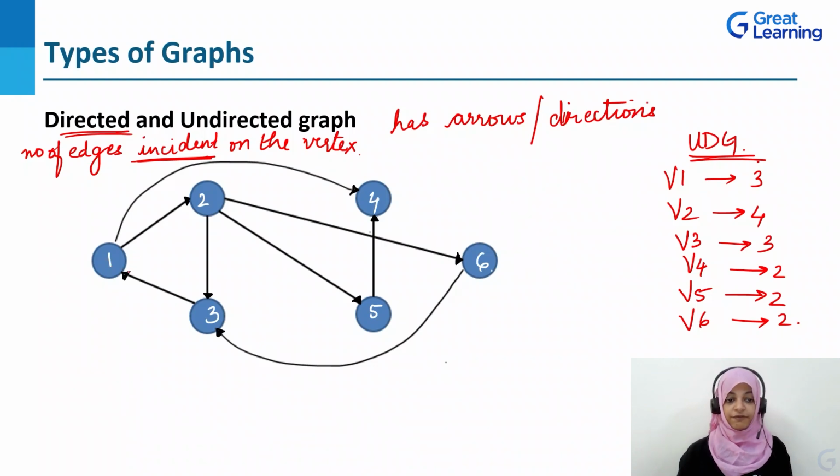So, for vertex 1, we've got just one particular edge which is incident on vertex 1. That means the degree here is 1, because there is only one edge which is taking vertex 1 as its destination vertex. Similarly, for vertex 2, we have only one edge that is taking vertex 2 as its destination. So the degree here is 1. Next, let's look at vertex 3. Vertex 3 has two edges which are incident on it. Vertex 4 again has two edges incident on it. Vertex 5 has one edge incident on it and vertex 6 has one edge incident on it.